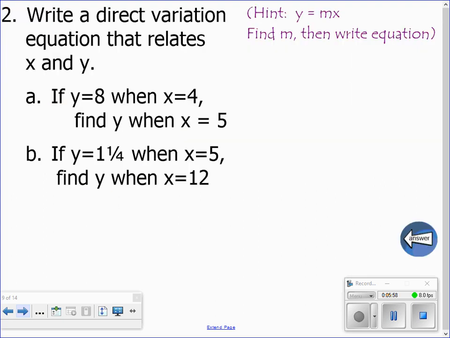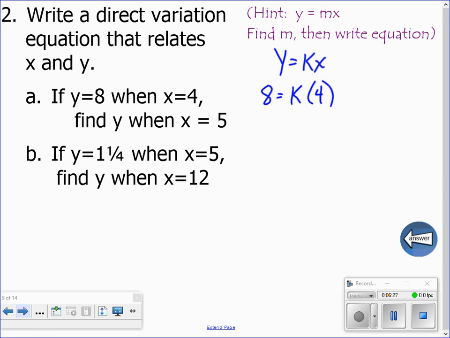When we talk about writing a direct variation equation as it relates to y and x, remember that our equation that we're writing is y equals kx. So if we don't know k, we do know y and we do know x, so we can substitute in those values. So in this particular equation in A, we know that y is 8. We're trying to find k. We know x is 4.